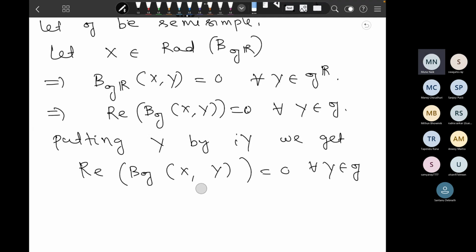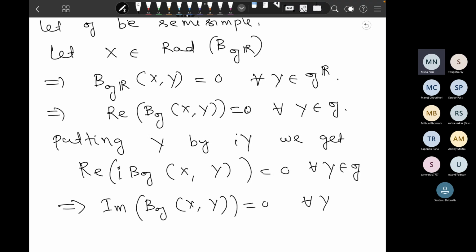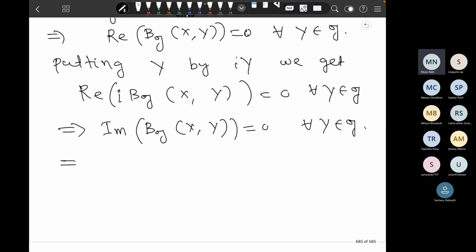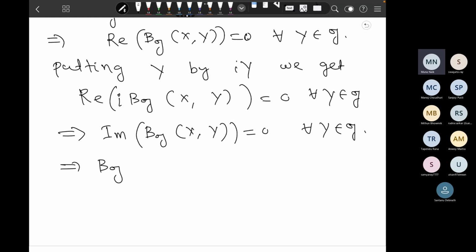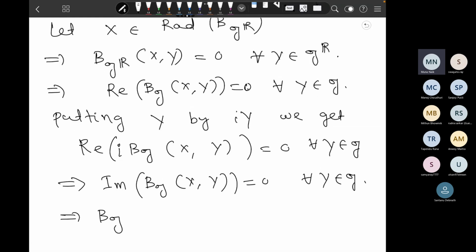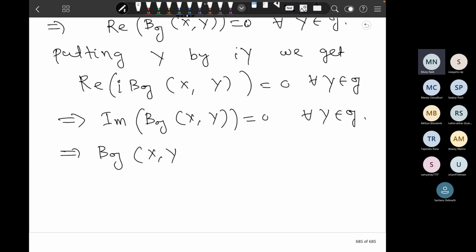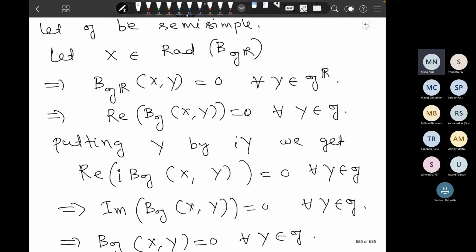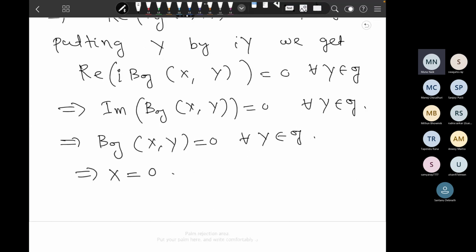Now I can take this i out, so the real part of i B_G(x, y) is equal to 0. So this will give me the imaginary part of B_G(x, y) is equal to 0 for all y belonging to G. Since the real part of B_G(x, y) is equal to 0 for all y, this will imply that B_G(x, y) is equal to 0 for all y belonging to G. This implies x is equal to 0. Hence G_R is semi-simple.